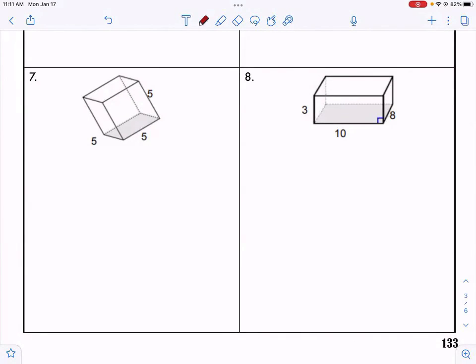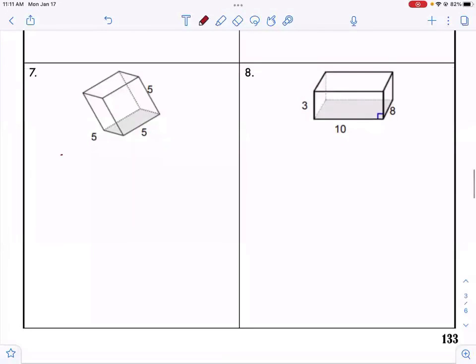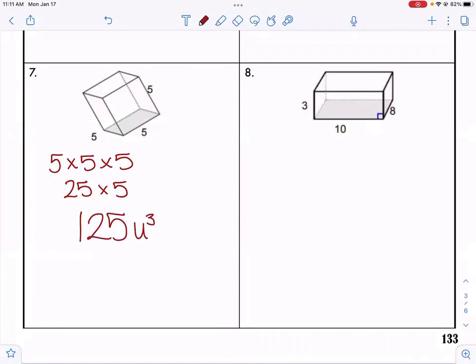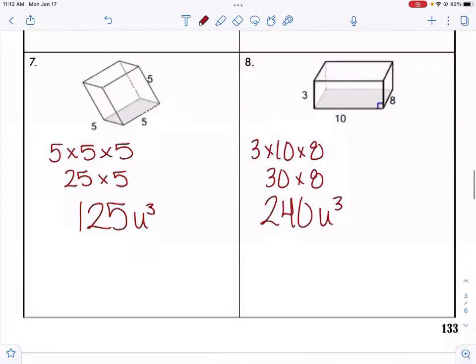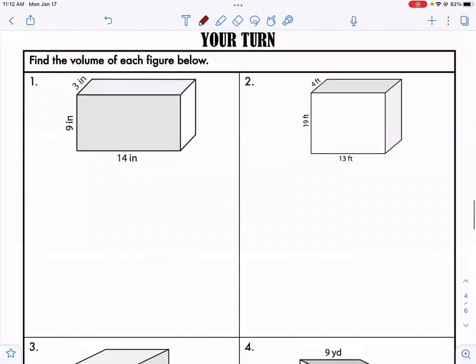And number 7, what are we multiplying? 5 times 5 times 5. What's 5 times 5? 25. And 25 times 5 is? Good. Okay, number 8. What are we multiplying? 3 times 10. What's 3 times 10? 30. And 30 times 8 is? 240. 240 units cubed.